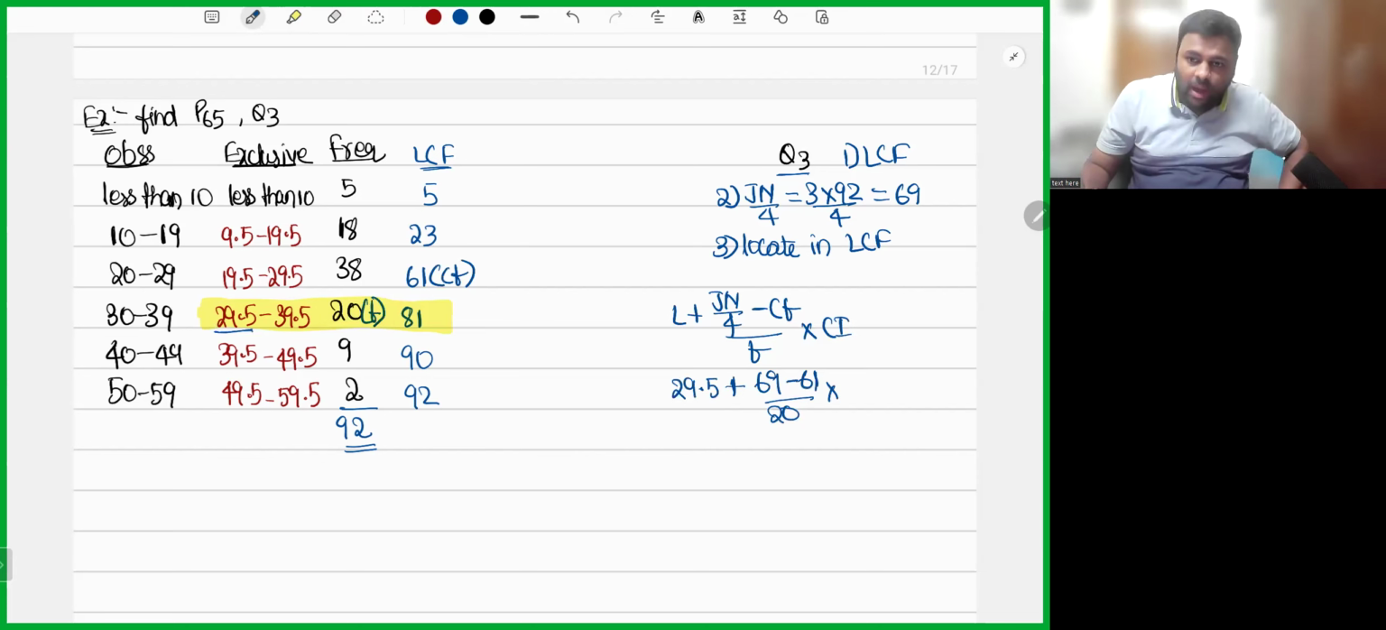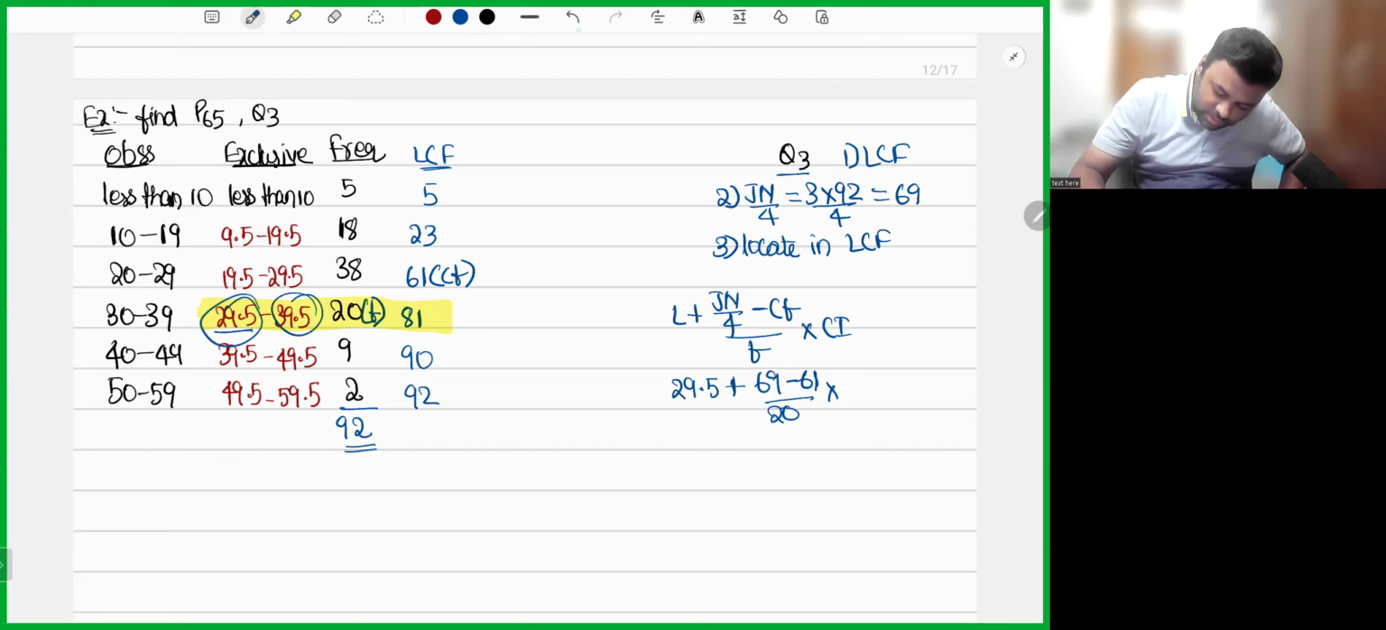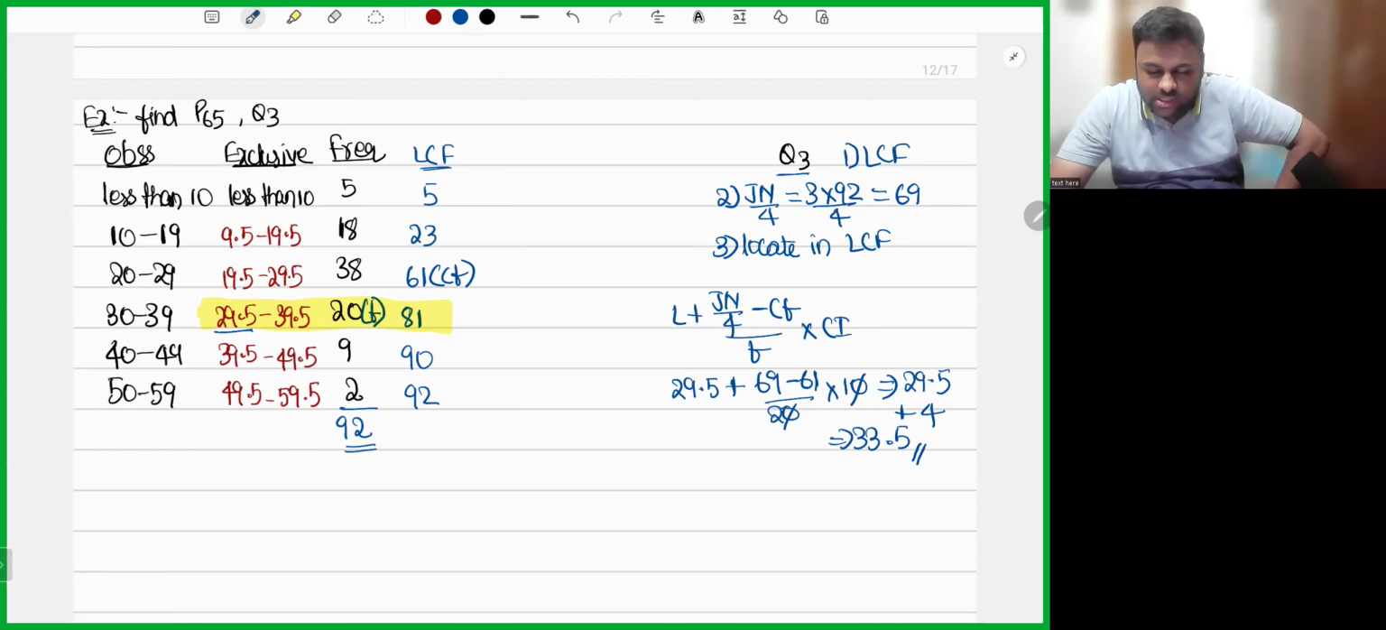Class interval, how will you get? Upper class boundary minus lower class boundary. 39.5 minus 29.5 is 10. Zeros cancel. So 29.5 plus 8 by 2, that is 4. That is nothing but 33.5. So what is quartile 3, my dear friends? Quartile 3 is 33.5. I hope it was simple to compute quartile 3.